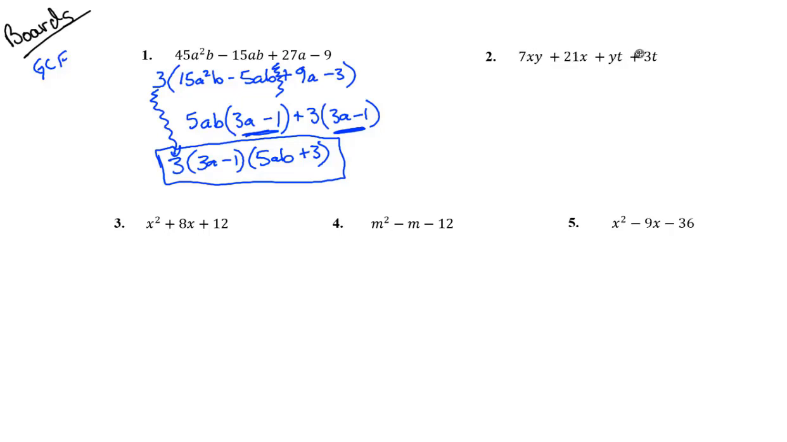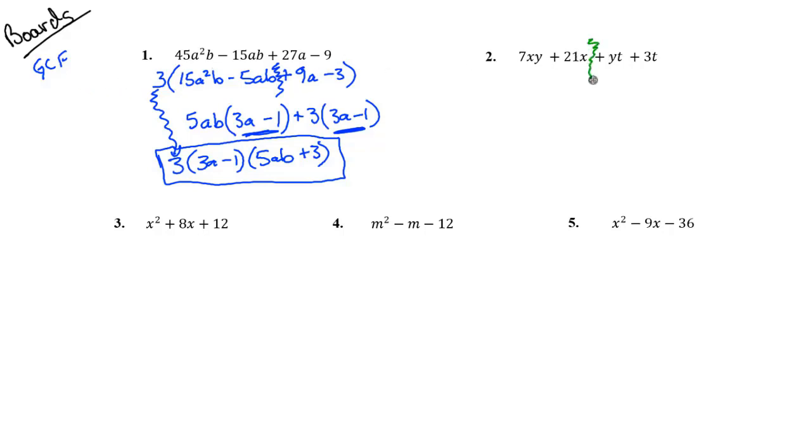Number 2, 7xy plus 21x plus yt plus 3t. Is there any greatest common factor? Do we have x's everywhere? Nope. Y's? Nope. How about t's? Nope. How about numbers? Nope. So there's 4 terms. We're now going to do grouping.